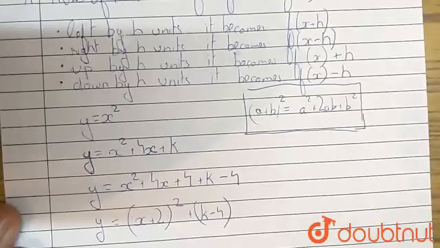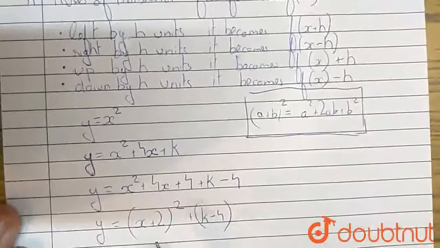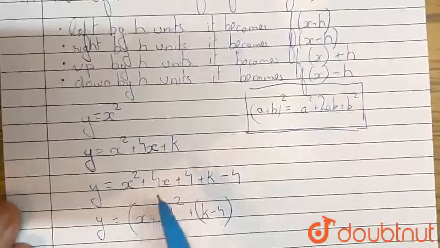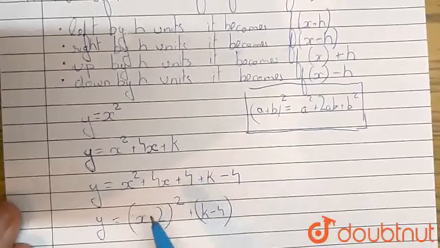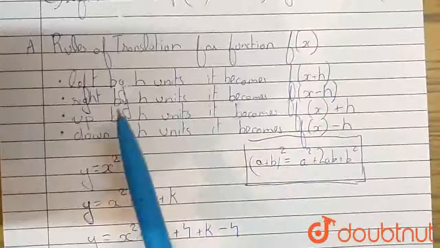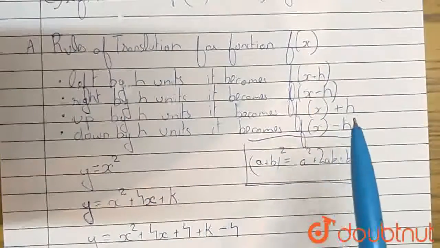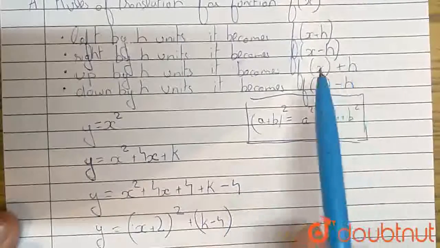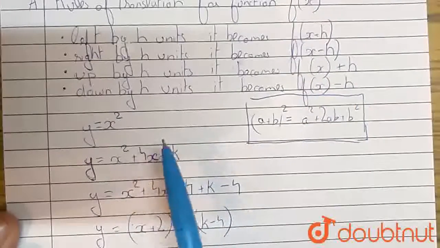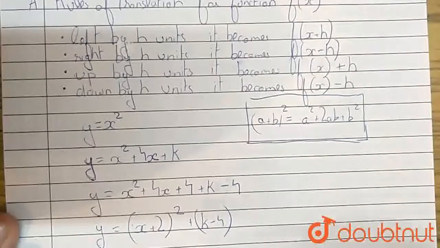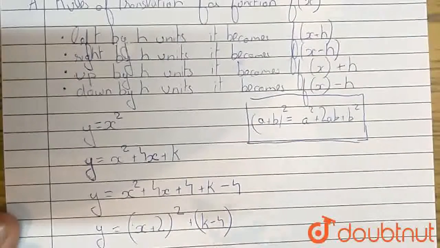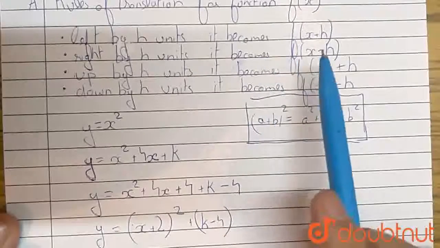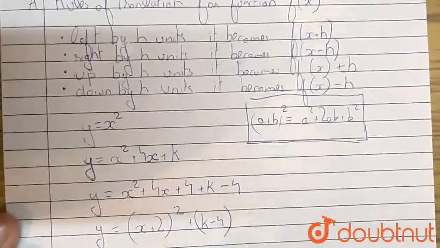So as you can see, we have done a translation here inside the x term and outside. So there have been both types of translations. So since it is a plus sign, we know that the graph y is equal to x square has been translated up by k minus 4 and it has been translated left by 2 units.